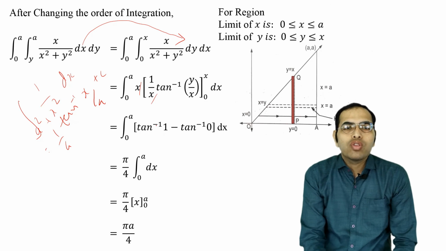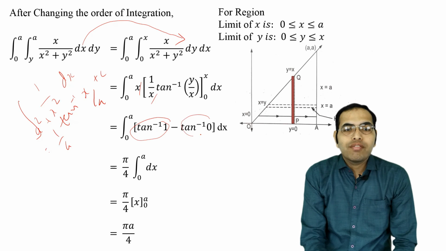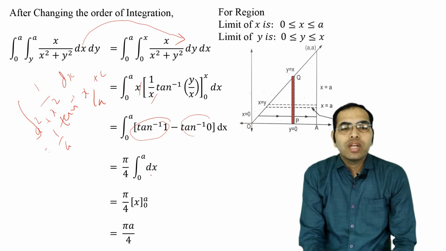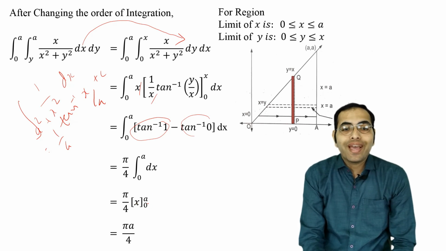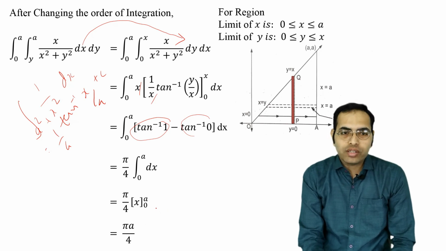You are all aware of the values: tan inverse 1 is pi by 4, and tan inverse 0 is 0. Then pi by 4 comes out as a constant, and we have the integral from 0 to a of 1 into dx. Now the integral of 1 is x, so pi by 4 into x, then upper limit minus lower limit, because x varies from 0 to a. That gives pi by 4 into a minus 0, which gives pi a by 4.